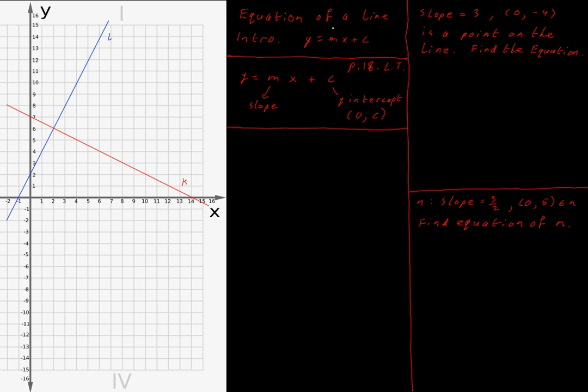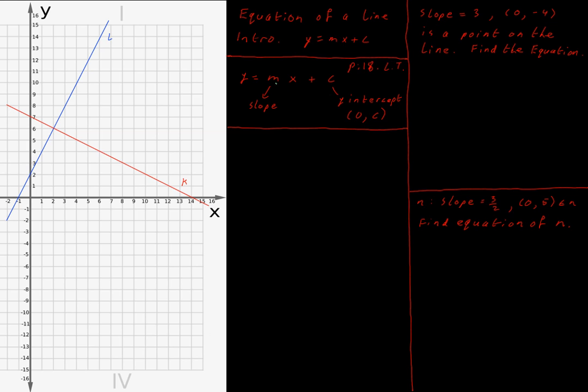Hello, today we are going to introduce the equation of the line in a coordinate geometry type situation. So the equation of a line in coordinate geometry is most often given as y is equal to the slope times x plus the y-intercept. So y is equal to mx plus c, just saying out the letters.